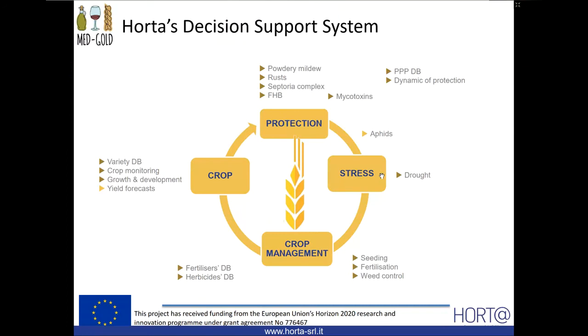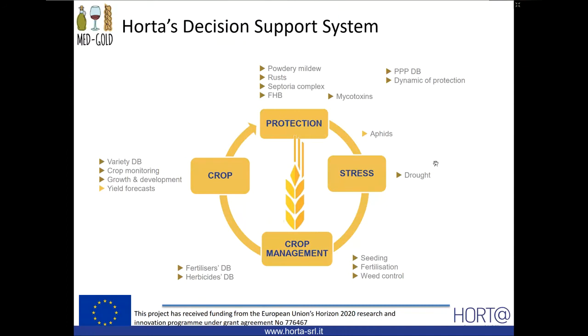So we have a model to predict the risk of accumulation in the kernel of this mycotoxin. Then we are implementing a model about aphids, and about abiotic stress, we have a model to predict drought. It's not very common to irrigate durum wheat in Italy, but it's important to understand if the yield will be high or lower, because if you have a dry soil, obviously the yield will be lower.